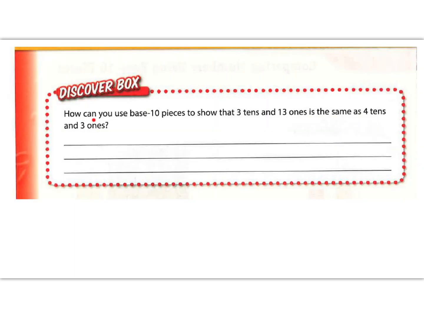So it says, how can you use base 10 pieces to show that 3 10s and 13 1s is the same as 4 10s and 3 1s? So if we draw a quick little picture, and I do 3 10s, 1, 2, 3 10s, and 13 1s. So 1, 2, 3, 4, 5, 6, 7, 8, 9, 10, 11, 12, 13. And then we want to compare that to 4 10s, 1, 2, 3, 4, and 3 1s, 1, 2, 3.